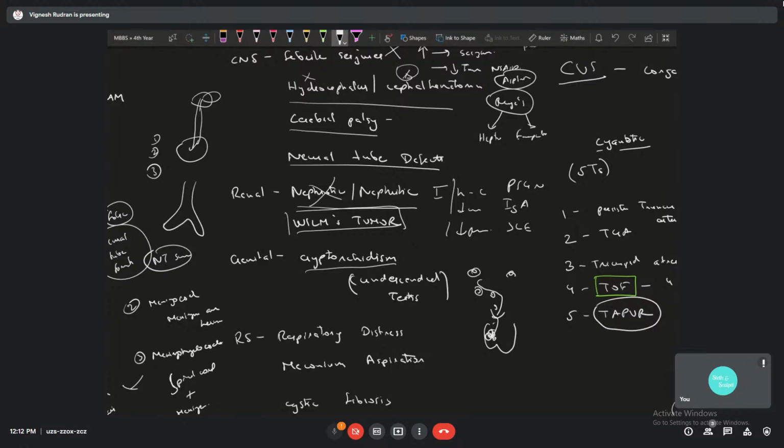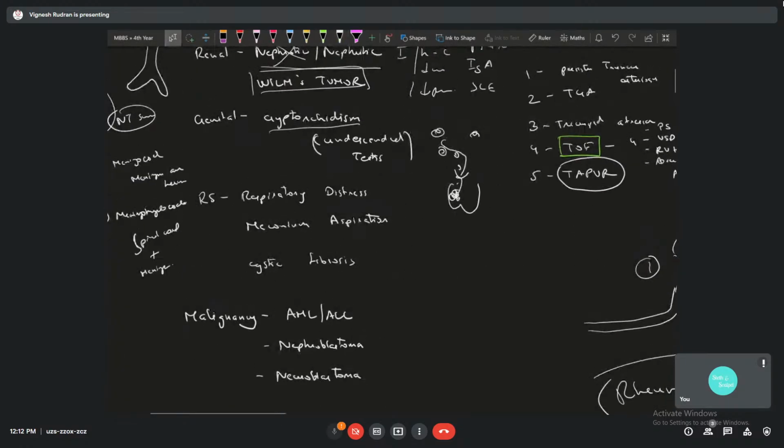So the main problem with this is if both are stuck in between somewhere, the child can become infertile, or the testis can become malignant. So what you do is orchidopexy, where you bring the testis back to its original position, or you remove the testis. These are the most important things for genital.